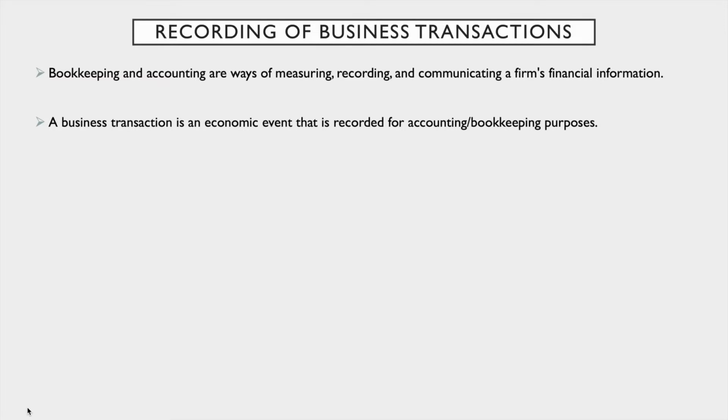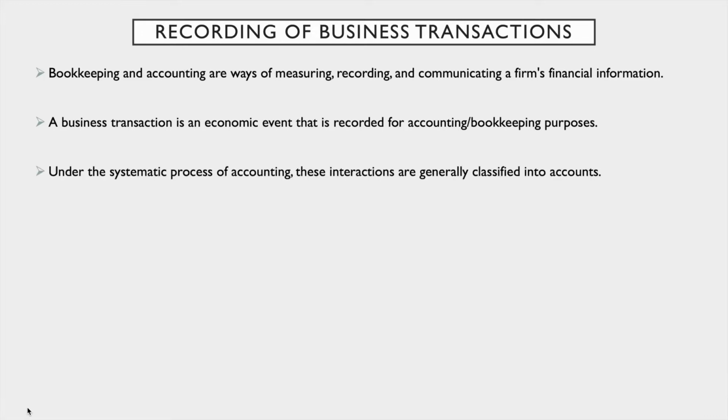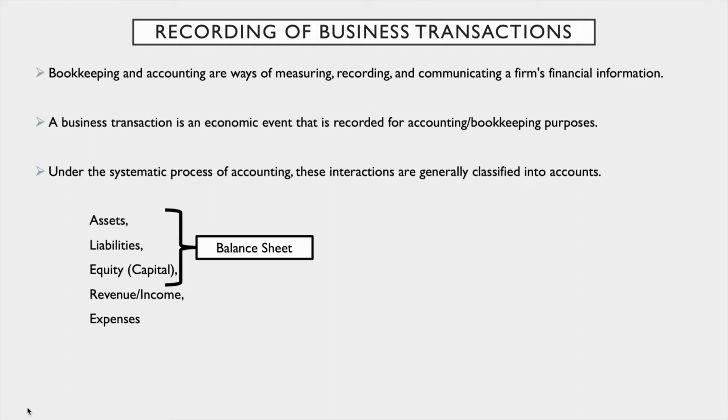Bookkeeping and accounting are ways of measuring, recording, and communicating a firm's financial information. A business transaction is an economic event that is recorded for accounting or bookkeeping purposes. Under the systematic process of accounting, these transactions are generally classified into accounts in the following manner. So accounts can be classified into either assets, liabilities, equity or capital, revenue or income, and expenses. The first three types of accounts make up the balance sheet, and the bottom two make up the income statement.